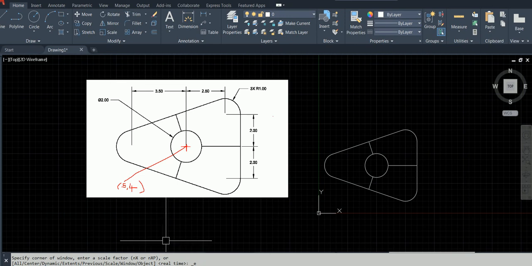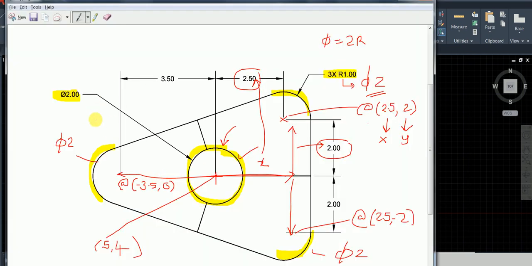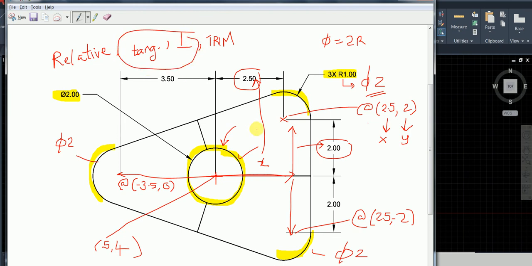Okay, we learned many things in this. What we learned? First we learned relative coordinates. Now we learned something called as relative coordinates, isn't it? Then we learned something called as tangent. Tangent object snap. Then we learned something called as perpendicular. Then we learned trim. Okay, if you didn't understand, let me know. We'll make a separate video on this. I think object snap, you'll have to just focus on this. Very, very important.